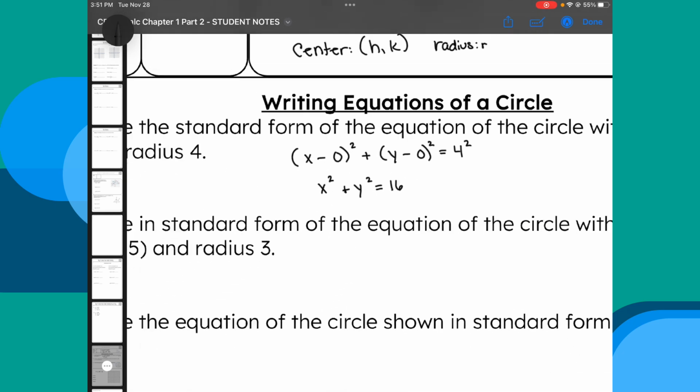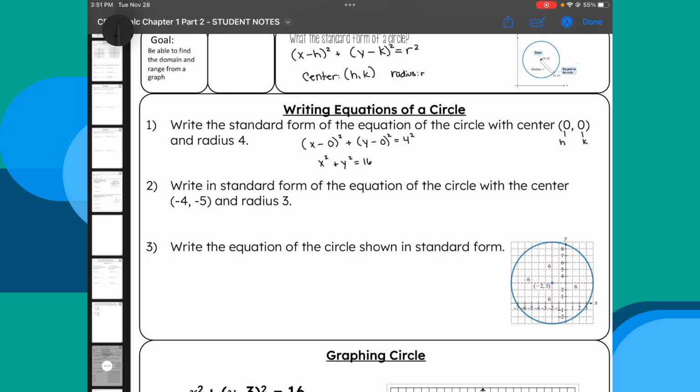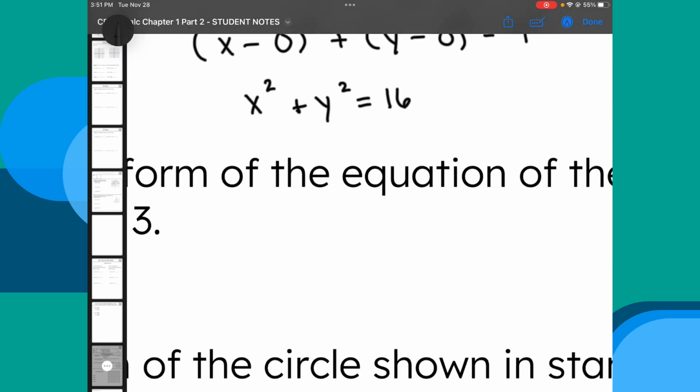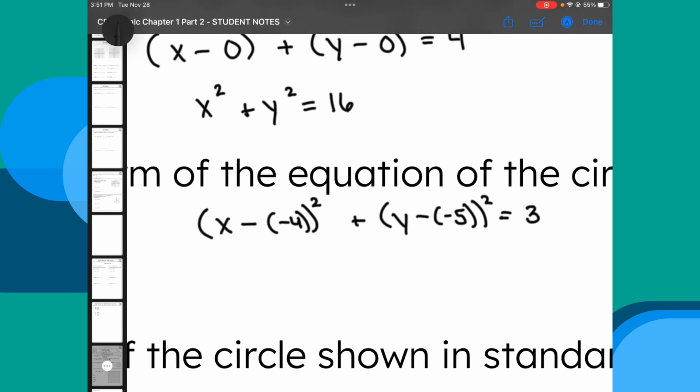Let's try one that's a little bit harder. Let's write the standard form of the equation with the center at (-4, -5) and a radius of 3. So we have x minus -4 squared plus y minus -5 squared, and that's going to equal our radius squared. When we simplify, our final answer would be the quantity x plus 4 squared plus the quantity y plus 5 squared is equal to 9.